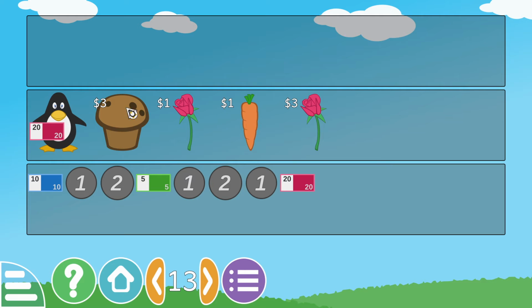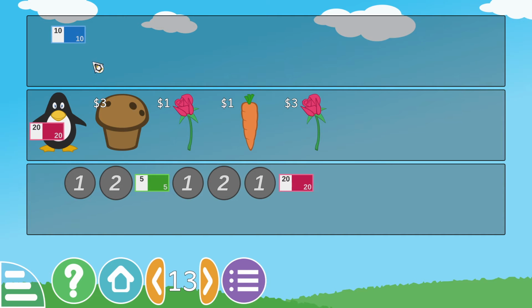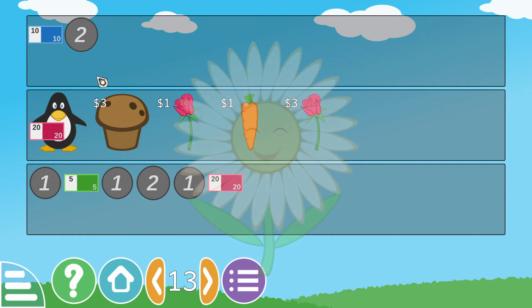Purchasing 2 roses, a carrot, and a muffin. So that's $4 over here, $4 over here, $8 in total. So I need to give Tux 12 change.